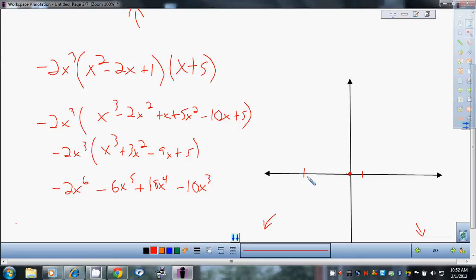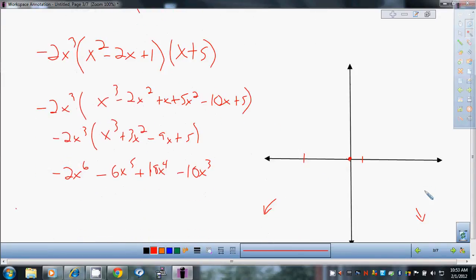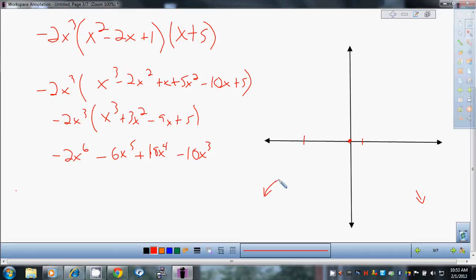Did it touch at any of those? Which one? No, it should have crossed at 0 because it happened an odd number of times. Which one happened twice? 1. 1 is the only one where it's just going to bounce. So we're going to come up, cross. Well, darn it. Well, it should have gone through that. And right there. Ish.